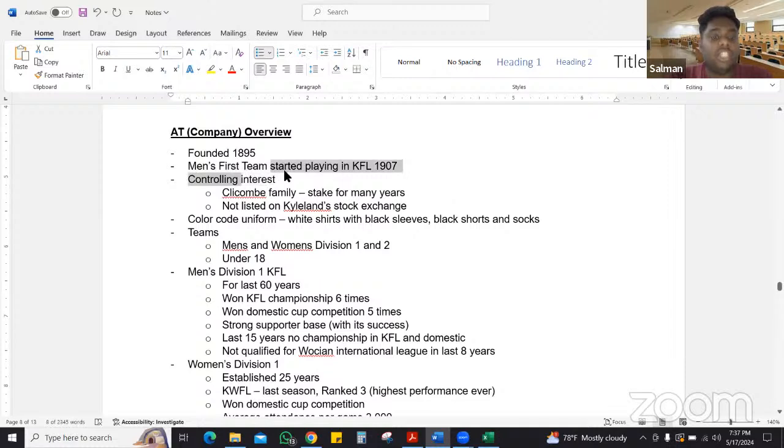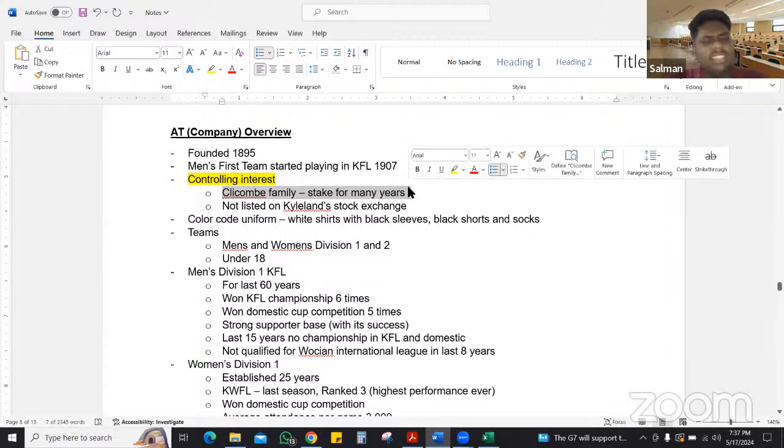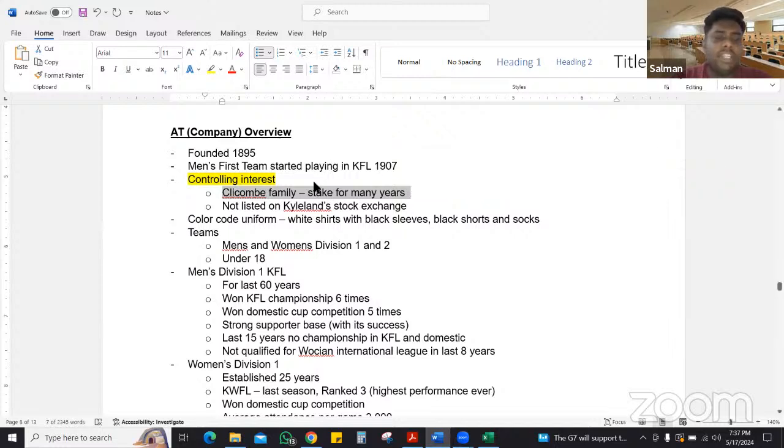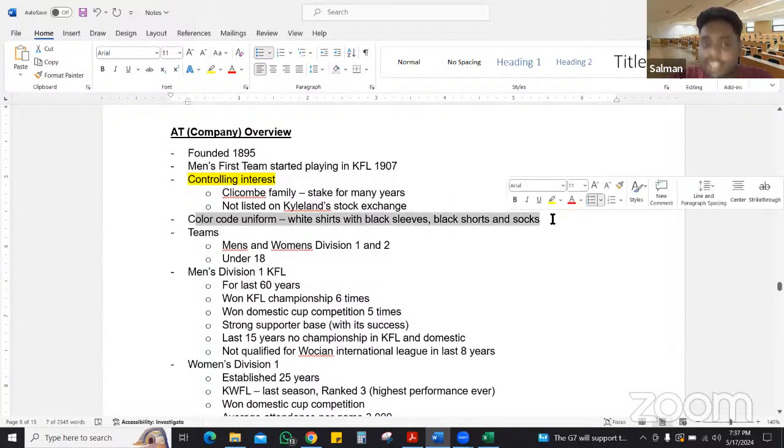And when it comes to controlling interest, the Clicom company has had a stake for many years. Remember, we discussed shareholders are taken as internal stakeholders. Basically, when a family or a company owns, they're involved in the management. Clicom company has a stake in the AT club or AT company for many years. And our company is not listed on the Thailand Stock Exchange, so there are no public shareholders. Color code uniform: white shirts, black sleeves, black shorts and socks. This is just for understanding the company.